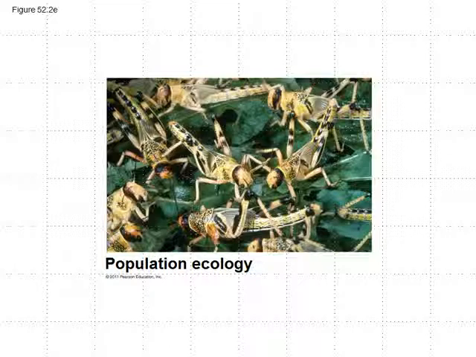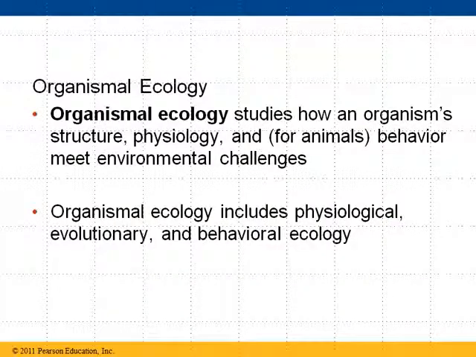Finally, we get down to as small as we can go when we're talking about ecology, and that would be the individual creature. Organismal ecology studies how one particular organism's structure and biology and physiology and its behavior meets its environmental challenges. So how does this one particular creature interact with its environment and behave and survive and reproduce and do everything it needs to do to keep the species going.